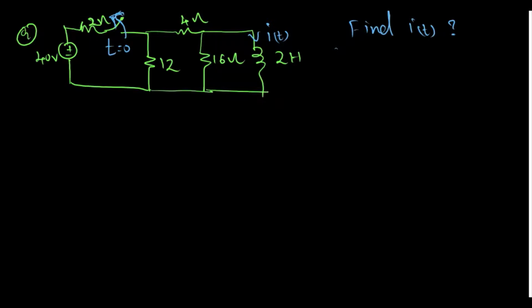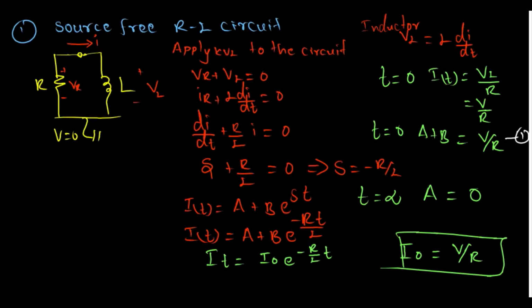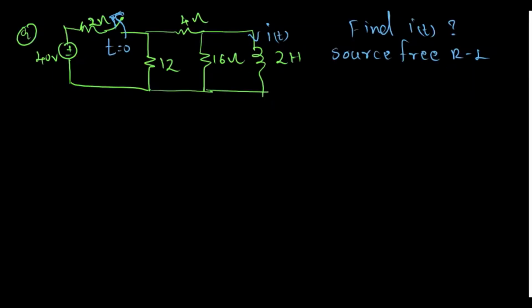When t is greater than 0, there is no connection between the inductor and the voltage source. So this circuit is called a source free RL circuit. We already know the answer for i(t): i(t) is equal to I naught e to the power minus R over L into t.